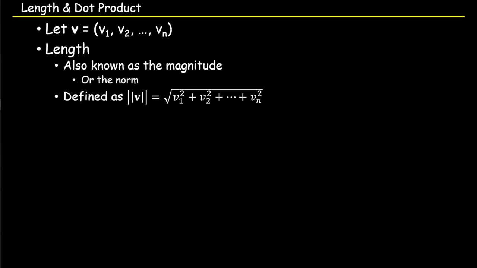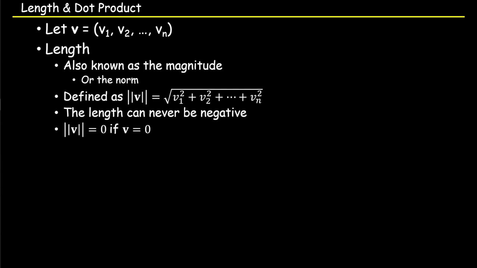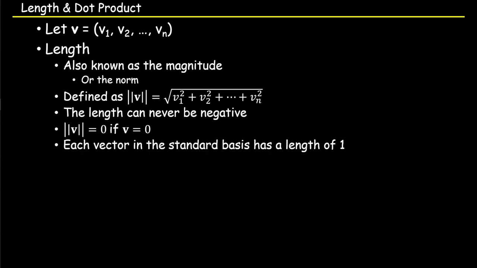It's pretty simple. One thing that this tells us is that the length can never be negative, because you're squaring every value and then taking the square root. When you square any value, it will always be positive. We can have a length of 0 only if the vector itself is 0. And each vector, no matter the dimension, has a standard basis that has a length of 1. This is called the standard unit vector.